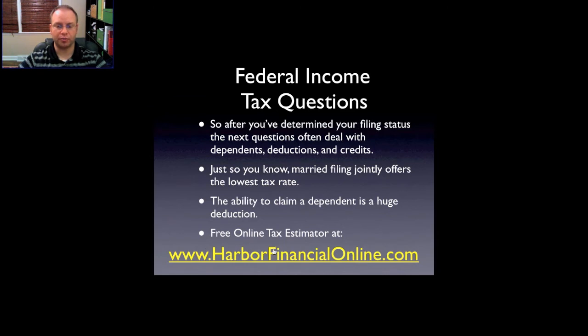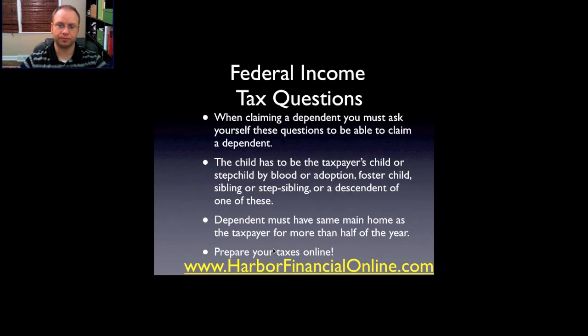Again, we talked about the estimator. At the site, you can also prepare your taxes online. And at the end of the video, I'm going to take you to the site real quick just so you guys can see it. When claiming a dependent, you must ask yourself these questions to be able to claim a dependent. The child has to be the taxpayer's child or stepchild by blood or adoption, a foster child, sibling or step-sibling, or a descendant of one of these. The dependent must have the same main home as the taxpayer for more than half of the year. Okay?